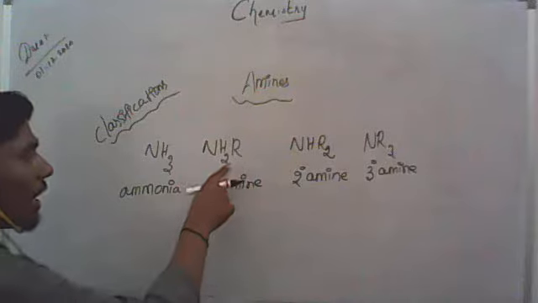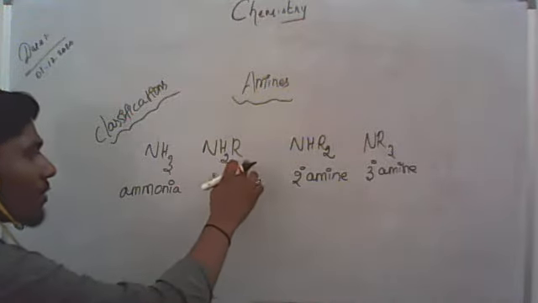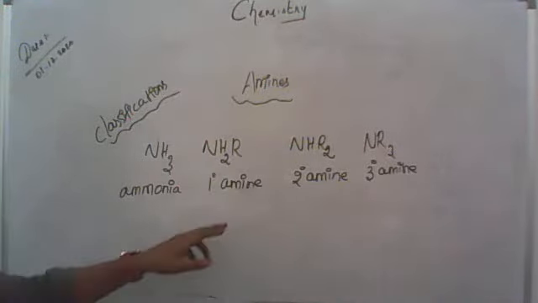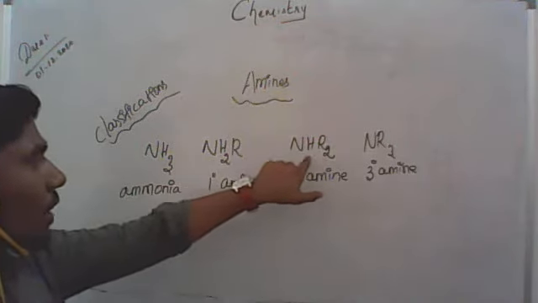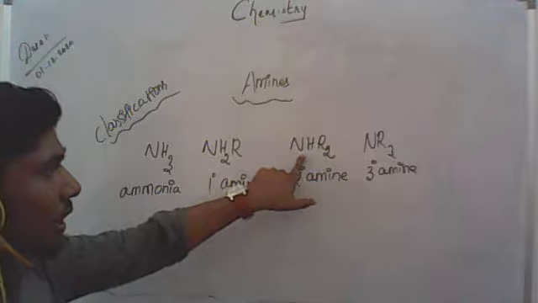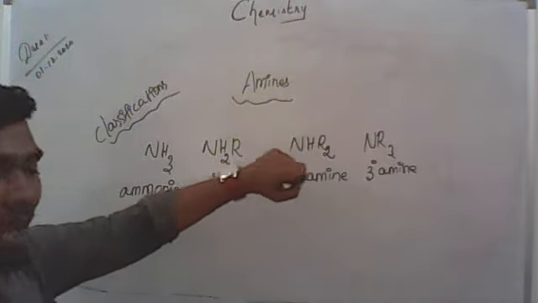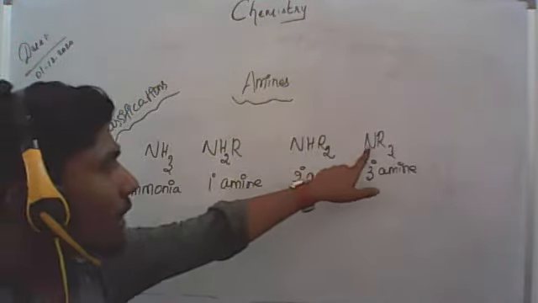Okay. So of the 3 hydrogens, one hydrogen is replaced by 1 R group. Here 2 R groups occupy the hydrogen positions, and see here, 3 R groups occupy the hydrogen positions on nitrogen.